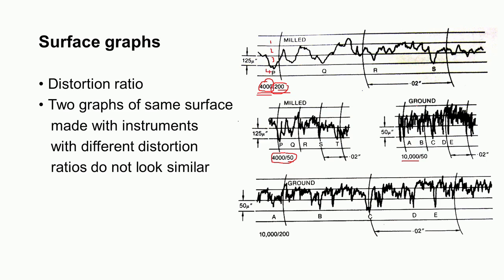Now, for the same ground surface, when we change the distortion ratio, you can see the vertical magnification is 10,000 only, whereas the horizontal magnification is changed to 200. Then we get a profile like this.